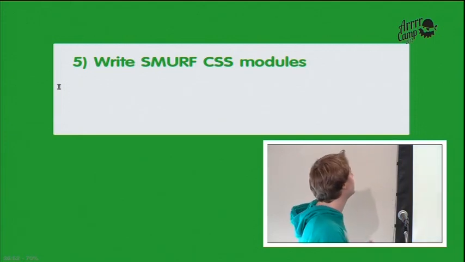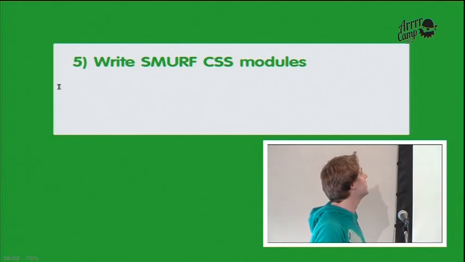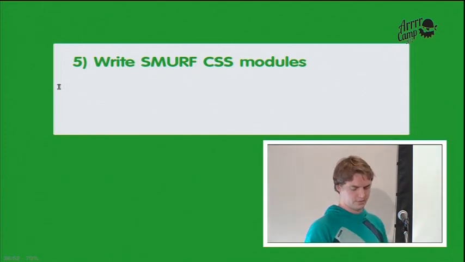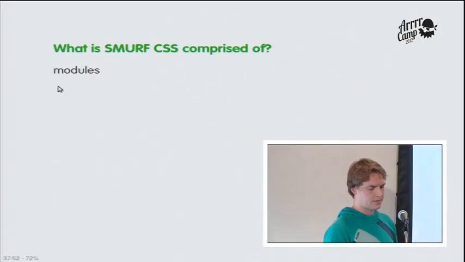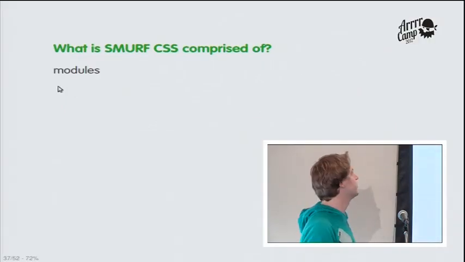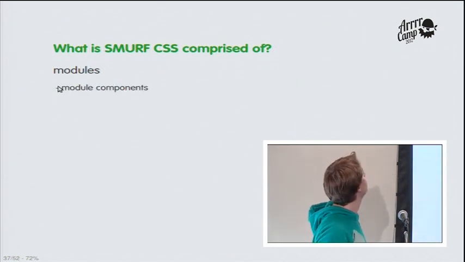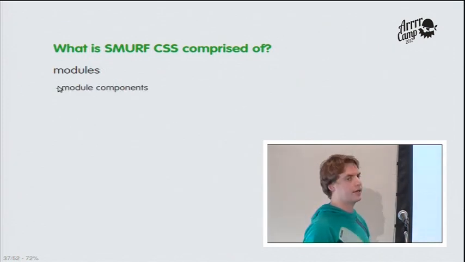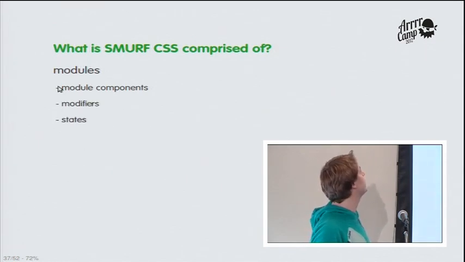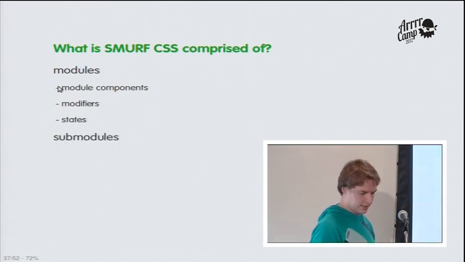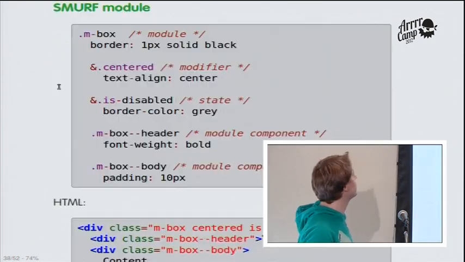Which brings us to the next advice, and this is about how to actually write SMURF CSS modules. So what does SMURF CSS comprise of? We have modules that can in turn have module components. They can have modifiers, they can have states, and they can be extended using submodules. And how this looks in code.